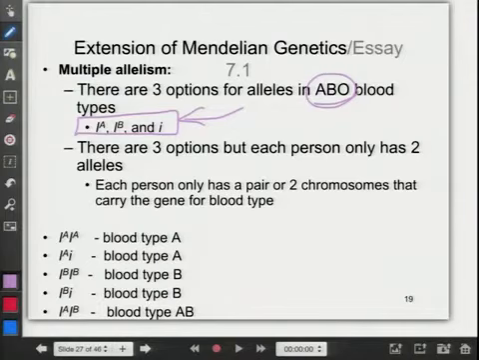That's two of the extensions of Mendelian genetics, when there's gene interactions. These are codominant allele interactions. They're not dominant over each other, and so what you can see is that they're both expressed.